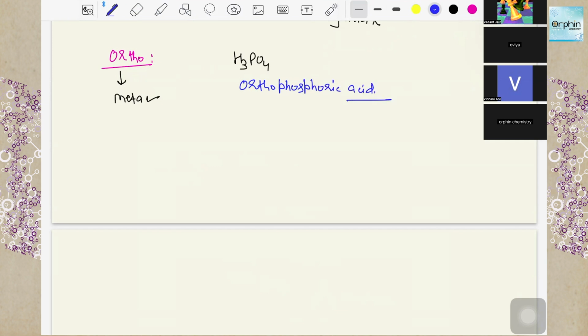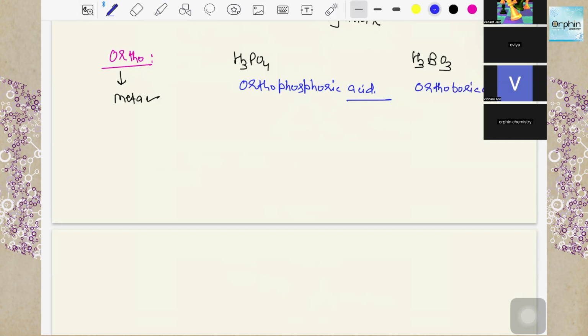Why ortho? Because from H3PO4 the meta form can be derived, so we can use ortho before its name. It is not a nomenclature rule at all, it is just that we use ortho where the meta form can be derived. For example, H3BO3 is boric acid, so you can call it orthoboric acid. There won't be any question on ortho, don't worry.